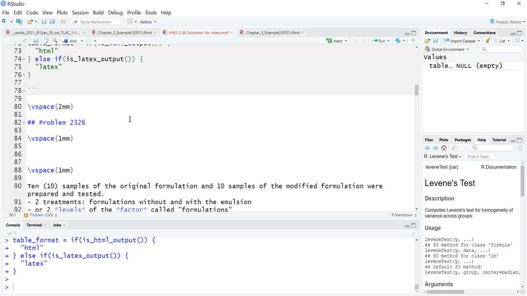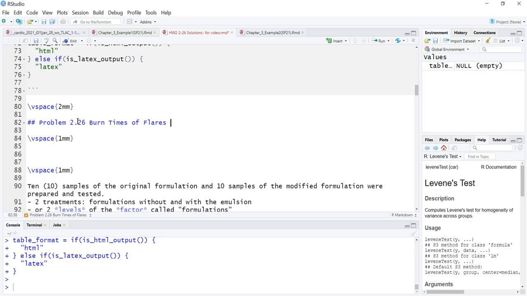So in fact, I'm going to call this problem 2.26, and I'm going to call this the burn times of flares. Burn times of flares. Because I've read the question, and here's what it says. It says the following are the burning times in minutes of chemical flares of two different formulations. The design engineers are interested in both the mean and the variance of the burning times.